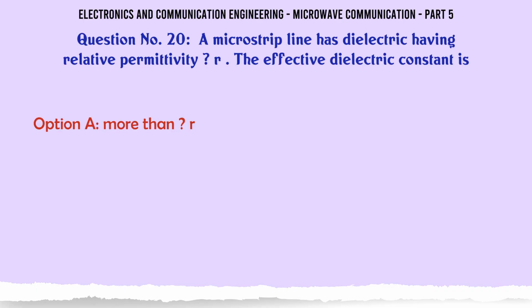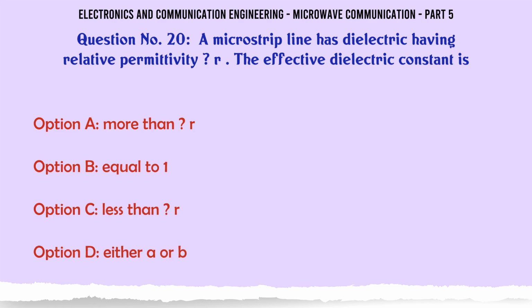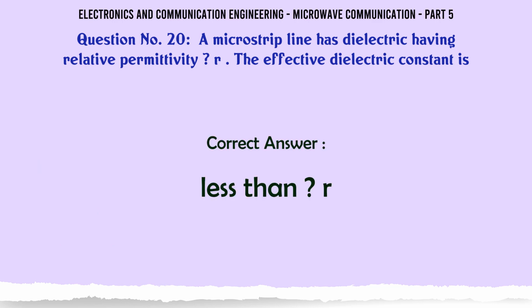A microstrip line has dielectric having relative permittivity εr. The effective dielectric constant is A: more than εr, B: equal to 1, C: less than εr, D: either A or B. The correct answer is less than εr.